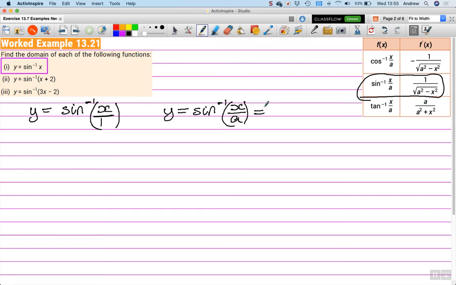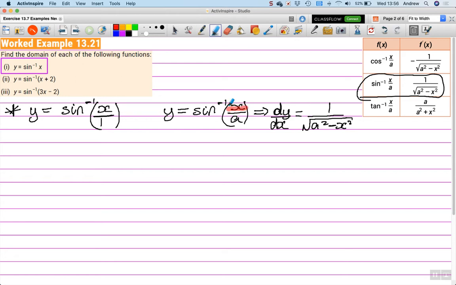And that implies that dy/dx is going to equal 1 over the square root of a squared minus x squared. So what you do is you go to the formula book, you've got your question written down, you make sure that you've got it written as a fraction, the variable has to be on top, and numerical has to be on the bottom.